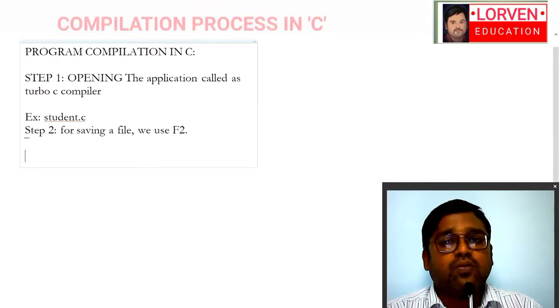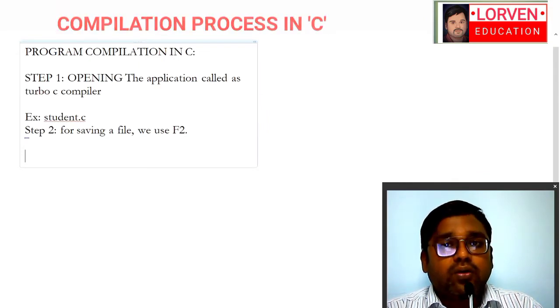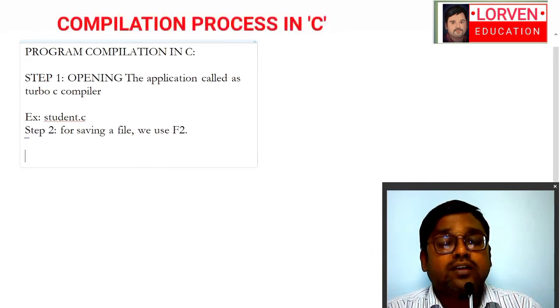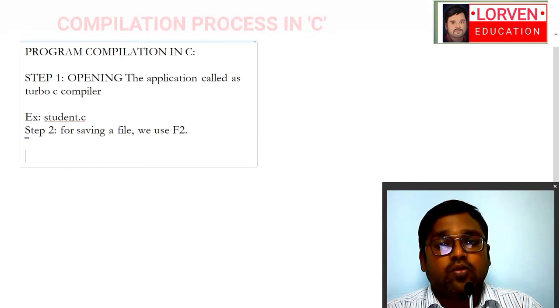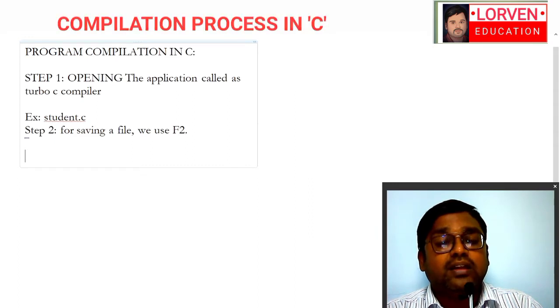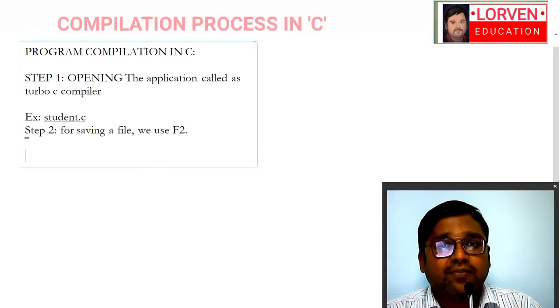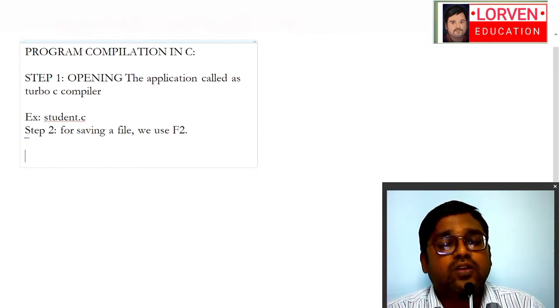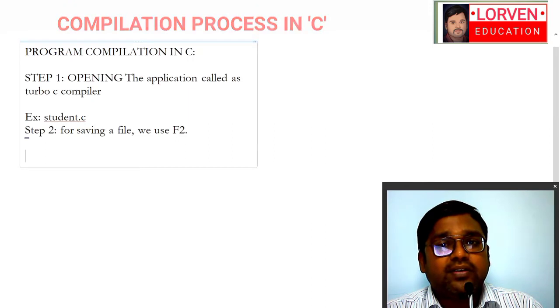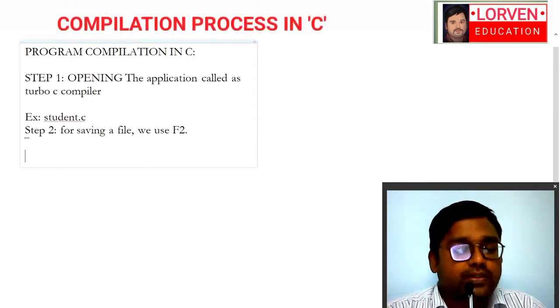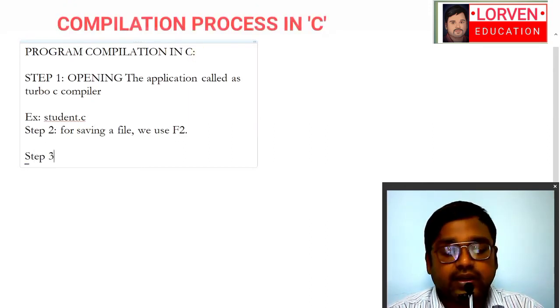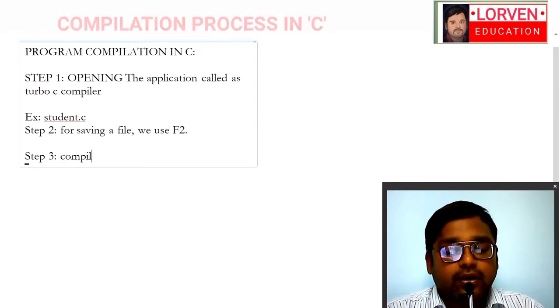errors. Once you are done with the program you want to develop, you have to check whether the code written by us is correct or not. You have to check whether the code is according to the defined statements or not, and whether it is according to the C library functions or not. For that we go to step number 3, which is compiling the program.